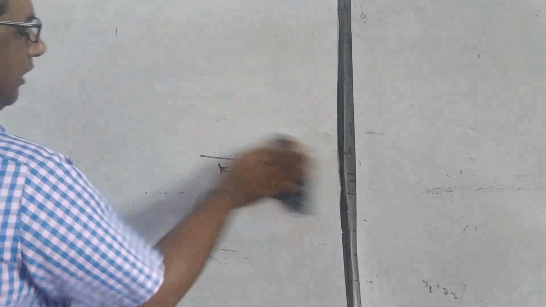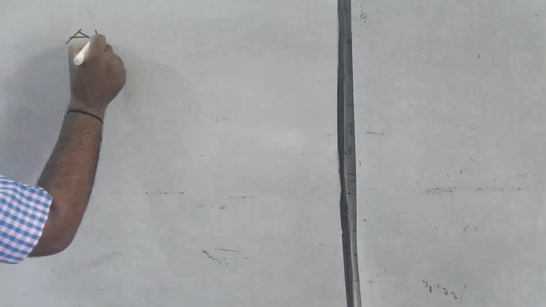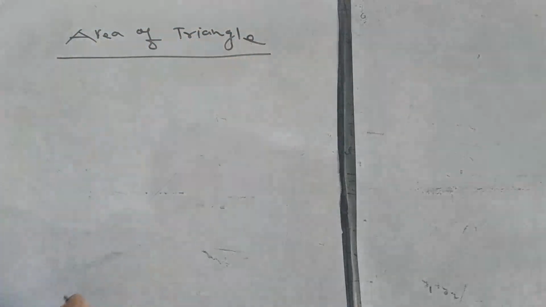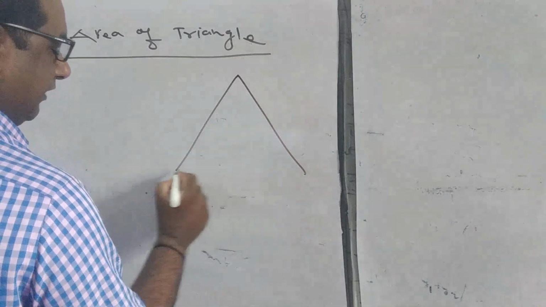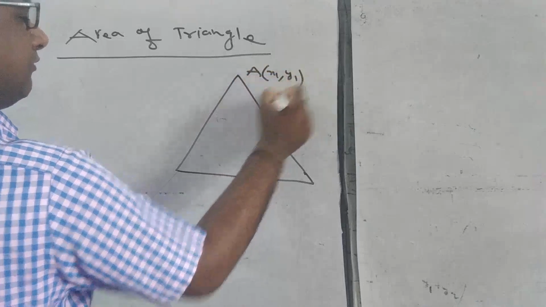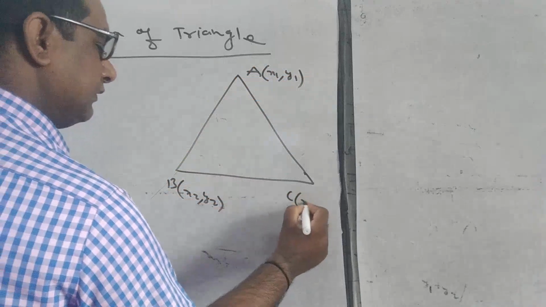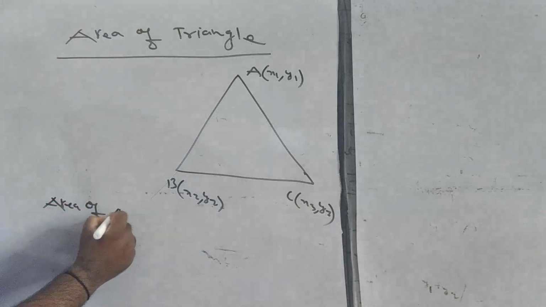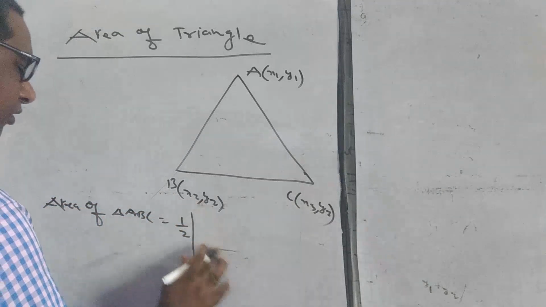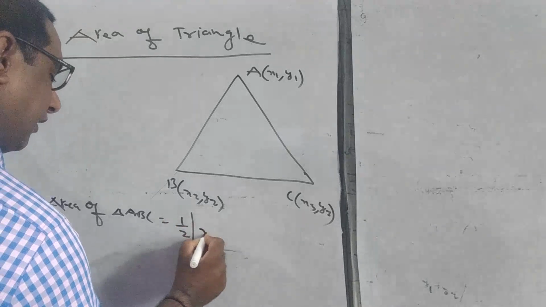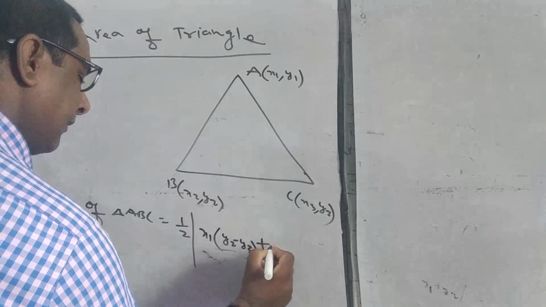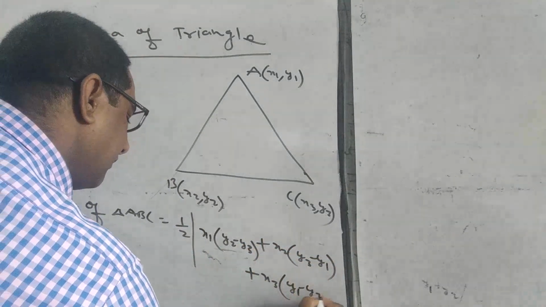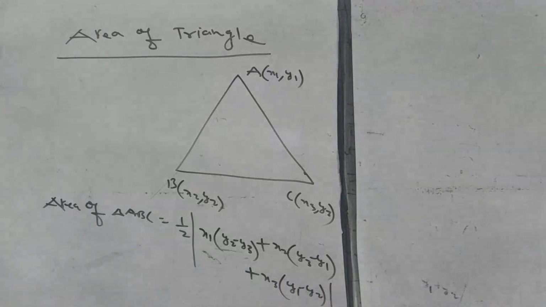Now, area of a triangle, third topic. Three vertices are given: A(x1, y1), B(x2, y2), C(x3, y3). And the area of triangle ABC is equal to half mod. Why mod? Because the area of a triangle is always positive. x1(y2 minus y3) plus x2(y3 minus y1) plus x3(y1 minus y2). This is the area of a triangle.